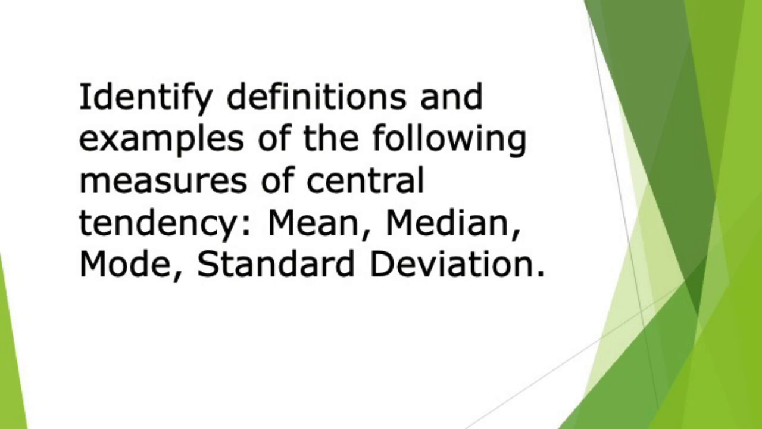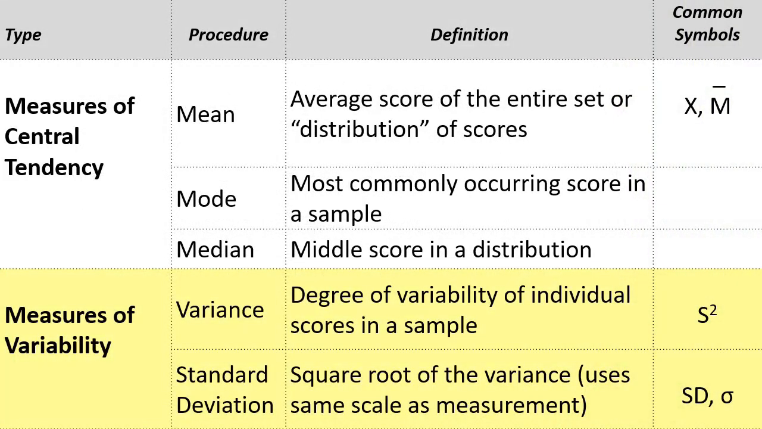Okay, so I'm going a little bit out of order in the presentation of objectives, because I want to make sure we're all on the same page about some common definitions that are used in some of the other objectives. So you should be able to identify the definitions and examples of the following measures of central tendency. And I'll talk a little bit later about what I mean by central tendency. But these terms are mean, median, mode, and standard deviation. Okay, so let's just refresh our memories about what those terms mean.